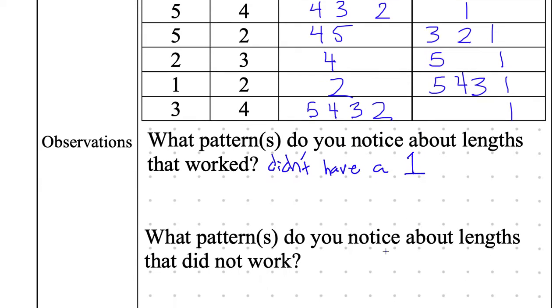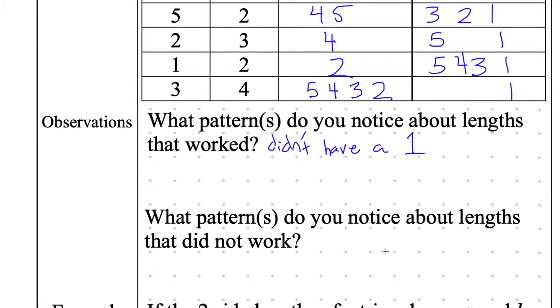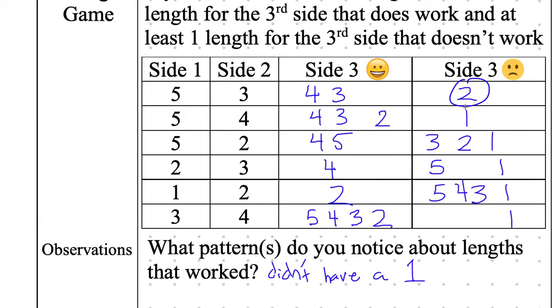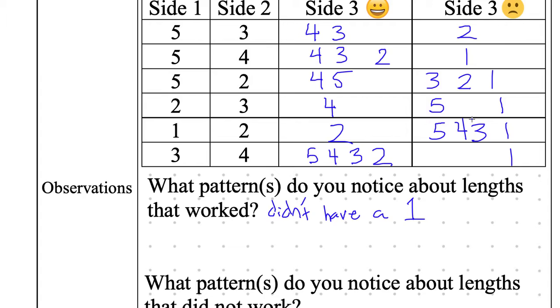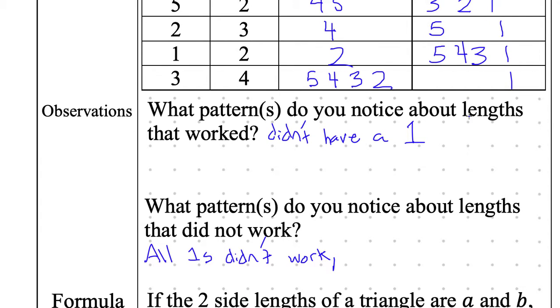Okay, we can just leave it at that. What about patterns that did not work? All 1s did not work. Okay, what's another observation? There's a lot of things that didn't work, like this 2 didn't work, for example. Why did the 2 not work? Why did the 3 not work? Why did the 5 not work? There's a bunch of things that are not 1s in this column. Why did those not work? Any ideas? How could we explain what's happening?